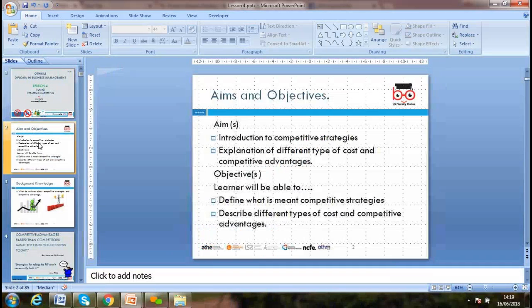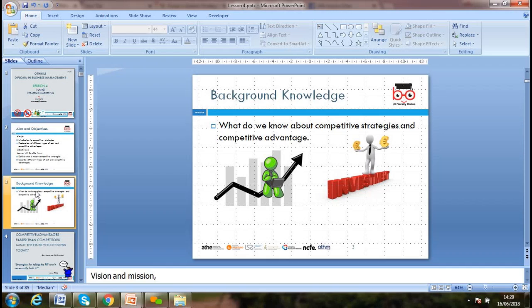Today's lesson aims and objectives: we will discuss an introduction to competitive strategies, how we can make them and how we can create competitive advantage. At the end of the lesson, I wish we will be clearer and able to define what is meant by competitive strategies and describe the different types of cost and the competitive advantage for our organization. So what do we know about competitive strategies and competitive advantage? Does anybody know about competitive advantage? It is the advantage we have over the competitors.